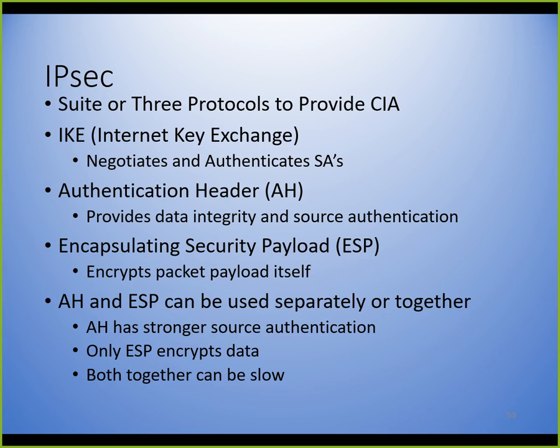The authenticating headers provide data integrity and source authentication. This is one where we really don't need to encapsulate the data. If we need to encapsulate it, it's the encapsulating security payload, which encapsulates the payload data itself. Or we can have both of them; they can be used separately or together. Authentication header has a stronger source authentication, and only ESP, the encapsulating security payload, encapsulates data, and both together can be slow.